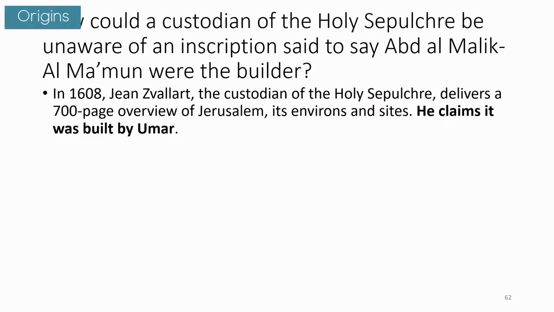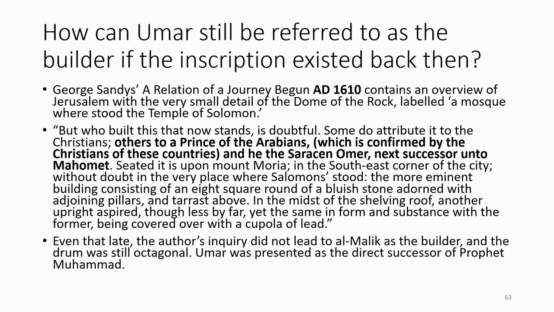How could a custodian of the Holy Sepulchre be unaware of an inscription said to say Abd Al Malik Al Mamun were the builder? So in 1608, the custodian of the Holy Sepulchre delivers a 700-page overview of Jerusalem, its environs and sites, and he claims it was built by Umar. So this is literally just over 400 years ago, and yet still claimed to be built by Umar. How can Umar still be referred to as the builder if the inscription existed back then?